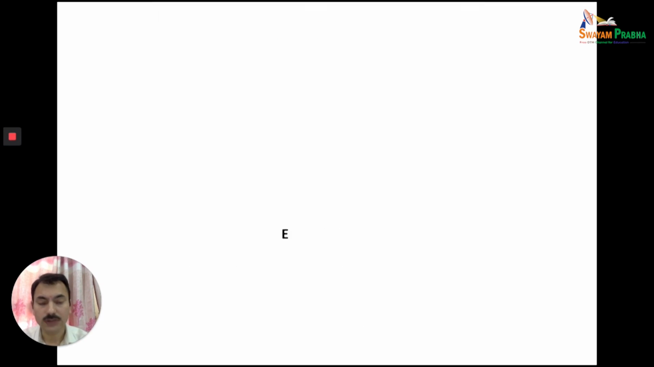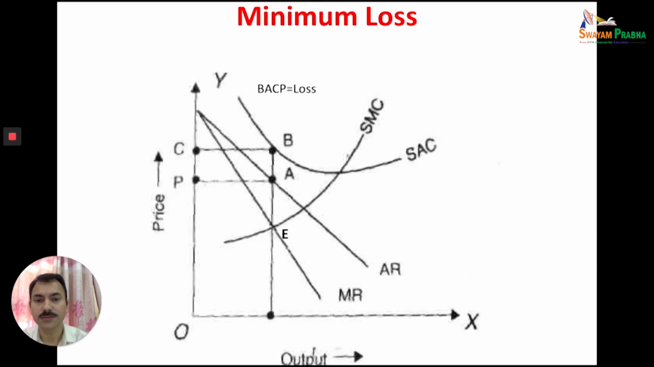This can also be explained with the help of the following diagram. See, now the equilibrium condition will be the same. MC is equal to MR. MC cuts MR from below. E is the equilibrium. Here the firm is in equilibrium position, and average revenue, as we have already seen, is equal to demand and price.